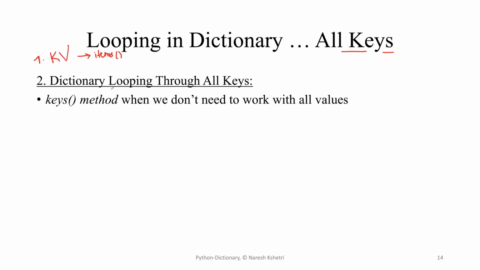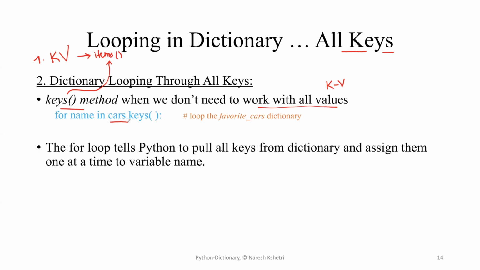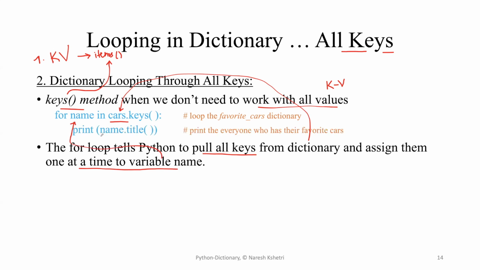This time we are using the keys method instead of the items method, when we don't need to work with all the values, just part of the dictionary we made. So we use a loop simply with cars.keys. Here cars is the dictionary, and with the keys method, this for loop tells Python to pull all the keys from the dictionary and assign one at a time to the variable name. For simplicity, our variable name is name here. You can use any other name for that, and we just print it.